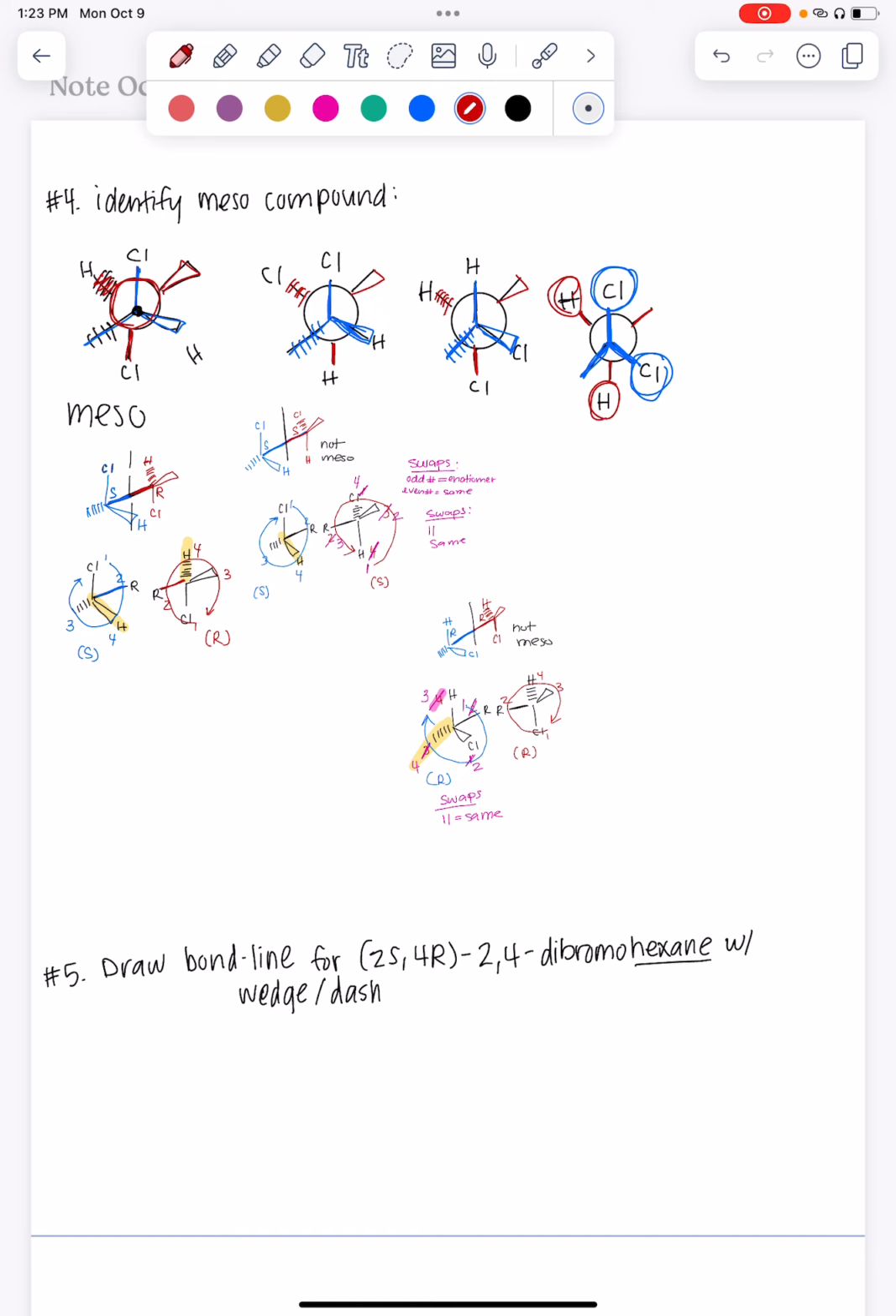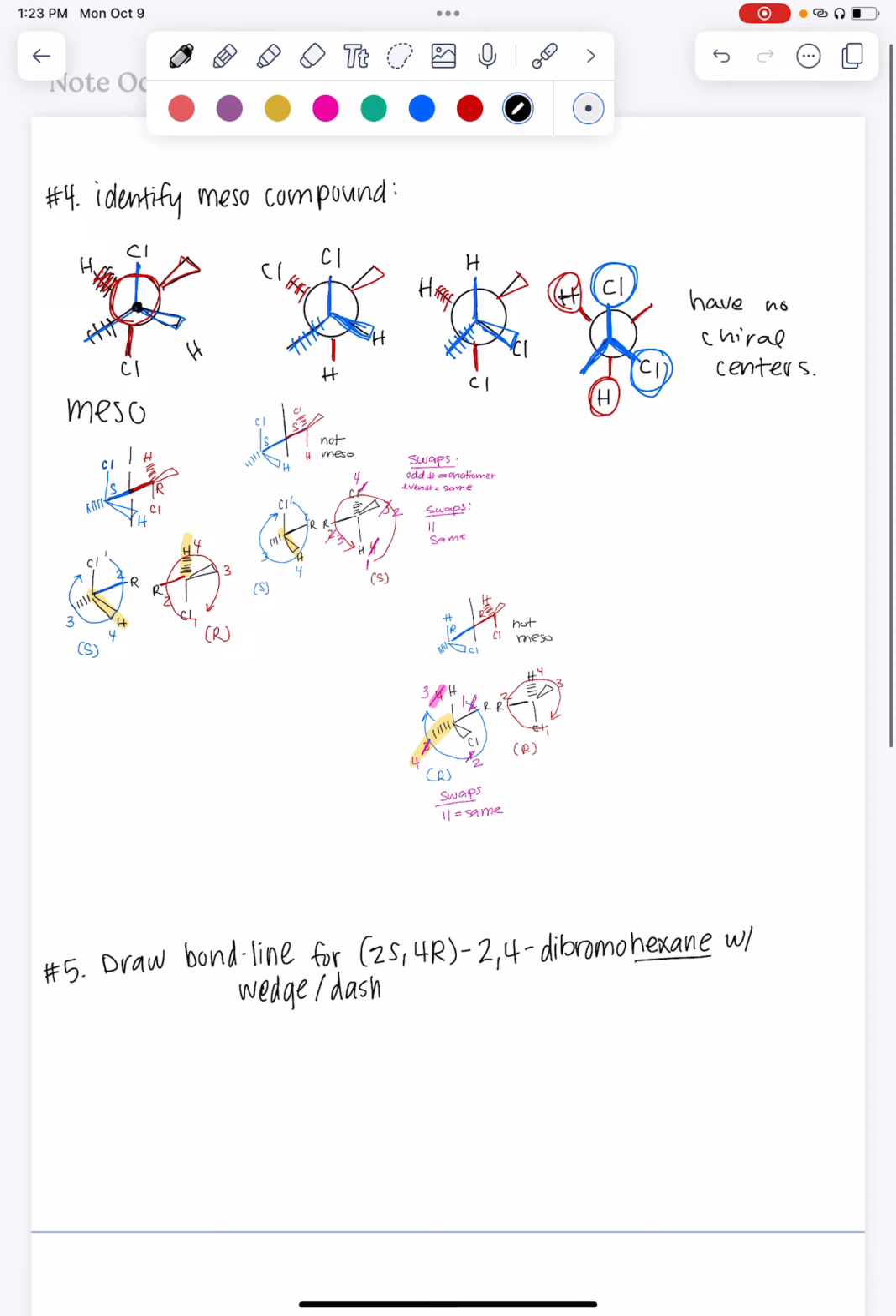So this can't be chiral at all because it doesn't even have chiral centers, because you can't have 2 of the same thing attached to the same carbon. So this would have no chiral centers. There you go. That's how you do those.